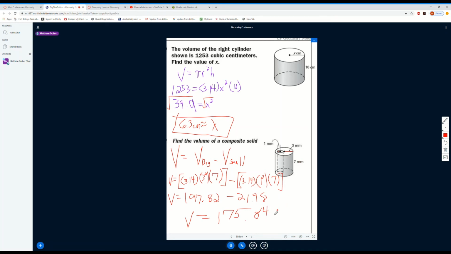And the units was millimeters, so millimeters cubed. Because it is volume, we need cubed units. Okay, so that was volumes of prisms, which is the area of the base times the height, and cylinders, which is the area of the circle base times the height. Well, what about pyramids?